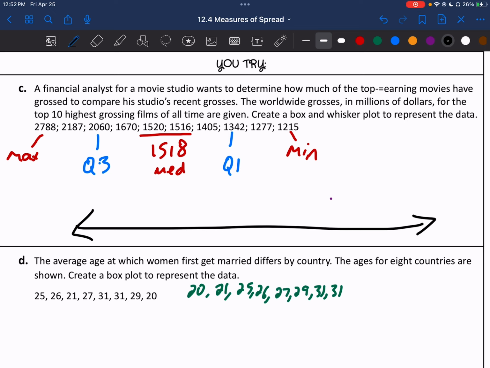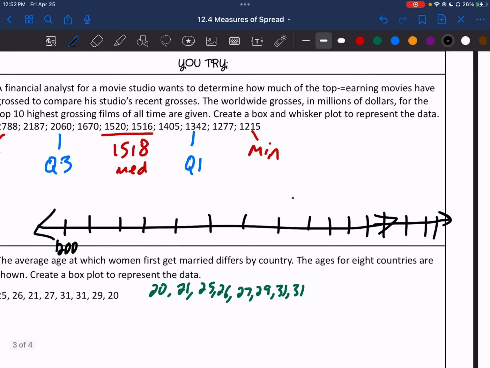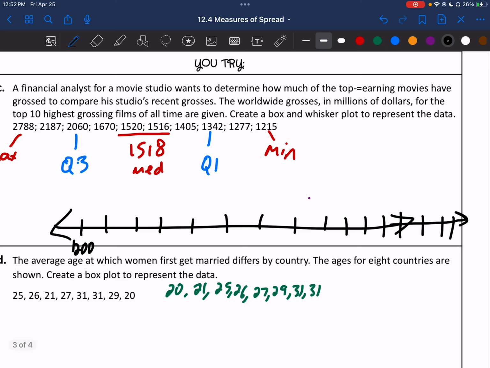We're going to go by 100, so we're going to say 1200, 1300, 1400, 1500, 1600, 17, 18, 19, 20, 21, 22, 23, 24, 25, 26, 27. So our line's going to go all the way out to there. My scale's not perfect, but we're going to work with it.